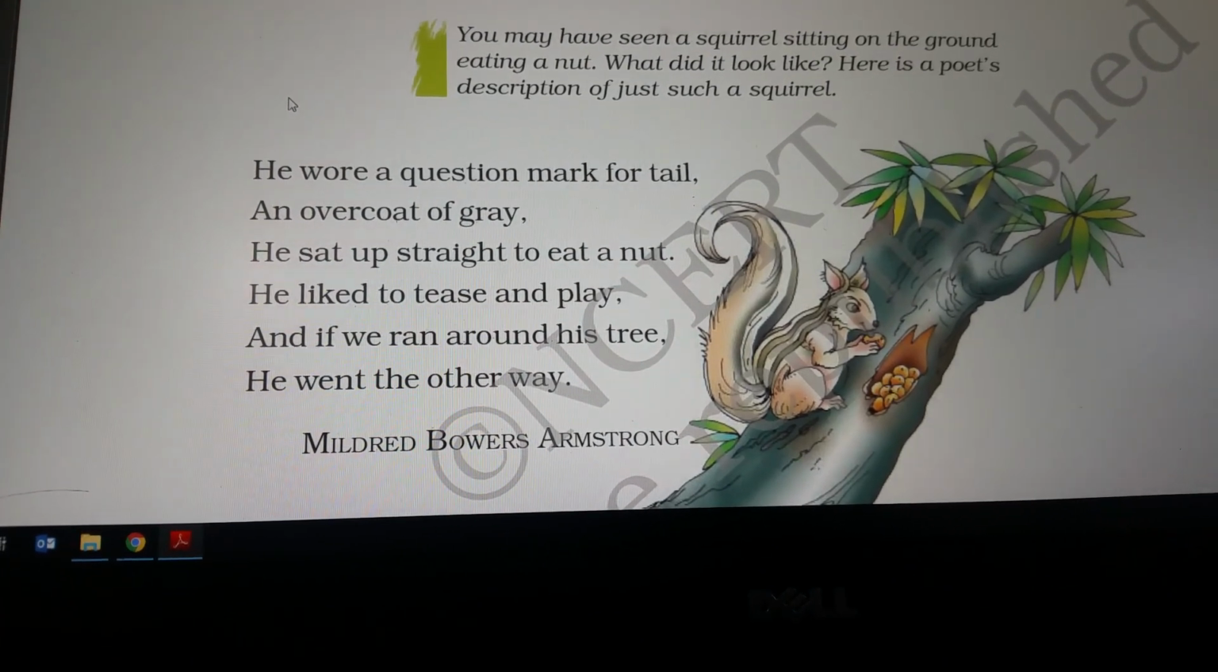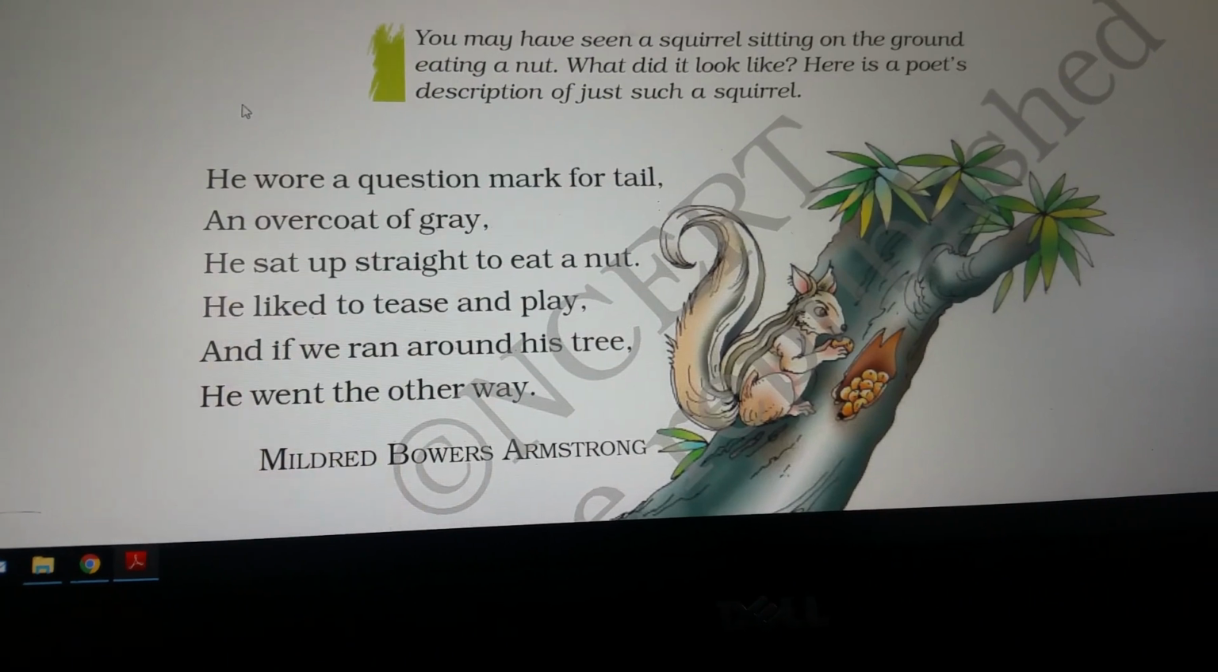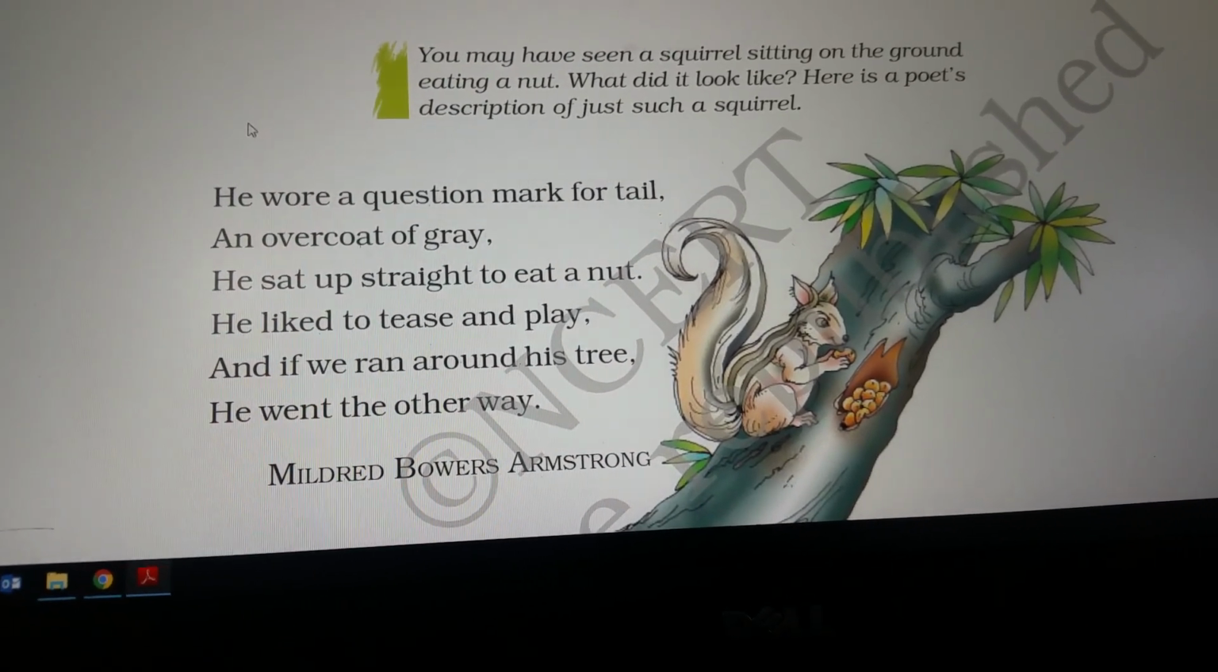In order to eat a nut, it was sitting straight. He sat up straight to eat a nut. So in order to eat a nut, the squirrel was sitting in a straight position.